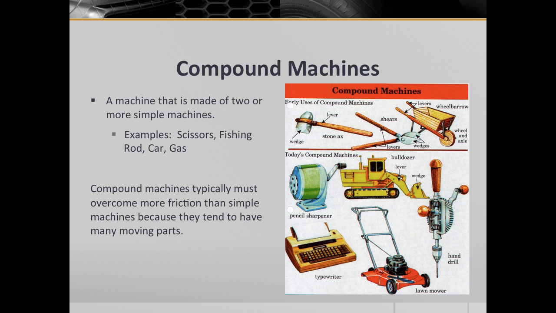Compound machines are machines that are made up of two or more simple machines. Examples include scissors, a fishing rod, a car, gas pumps, pencil sharpeners, typewriters, and lawnmowers. Most of the things that we work with on a daily basis are compound machines, because you've got at least two, if not more, simple machines put together to make something. Compound machines typically must overcome more friction than simple machines because they tend to have many moving parts.